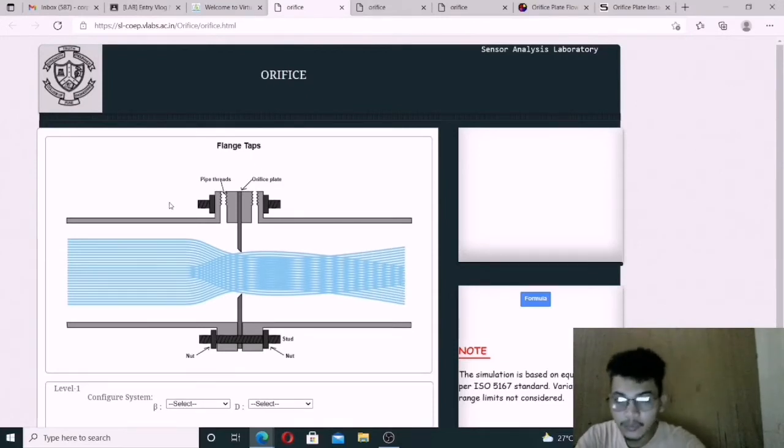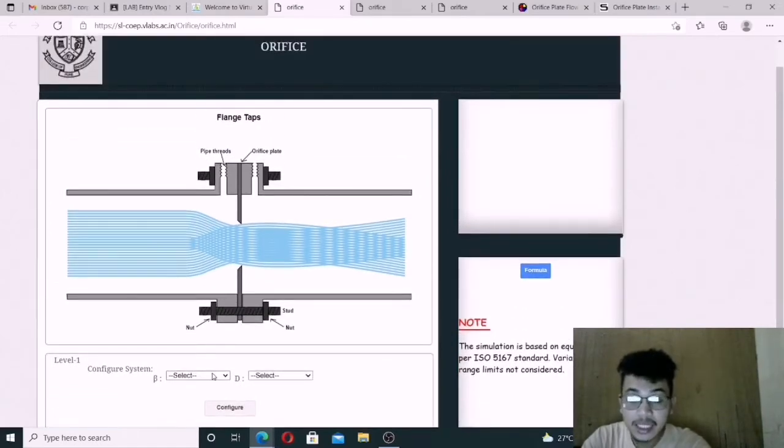The first step is to study the diagram completely. This is our pipe, and the fluid flows in the pipe. The orifice plate is inserted on the pipe. We have here the pipe threads as well as the nut used to give stability, as well as a stud. We have here our beta. Beta is the ratio of the orifice diameter to the pipe diameter. This is the orifice diameter, and this one is the pipe diameter.